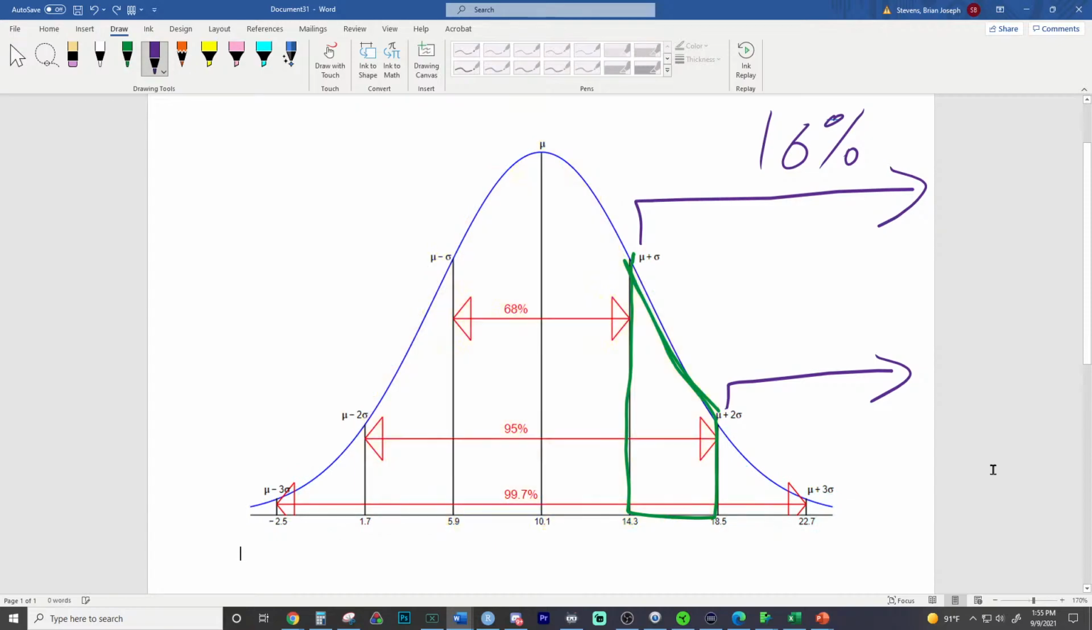And these are some of the hardest questions. This is where people are like, I have no idea how to work these. So we know this is 2.5% right here. This is going to help us out. This is 2.5%. This is 16% total.